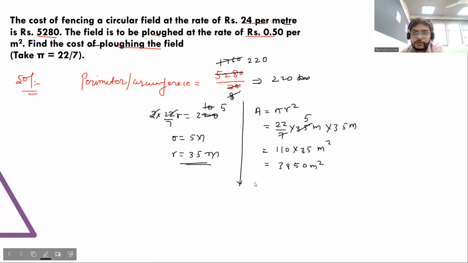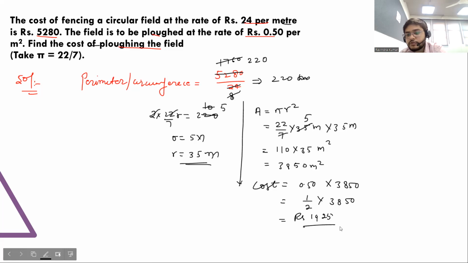Now for the total cost, it is 0.50 rupees per meter square. So multiply it with this one. So we get the total cost. It is nothing but 1 by 2 times 3850, cancel it by 2. So it is rupees 1925. It is the total cost of plowing at the rate of 0.50 per meter square.